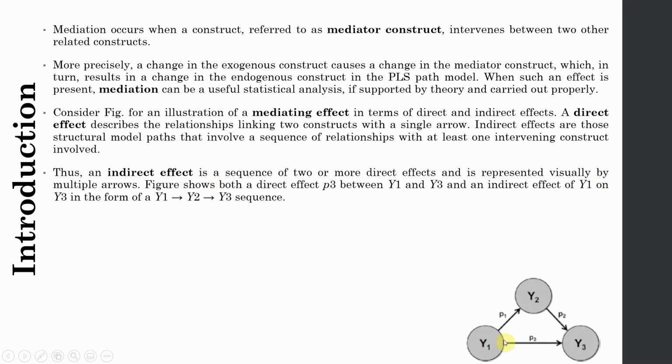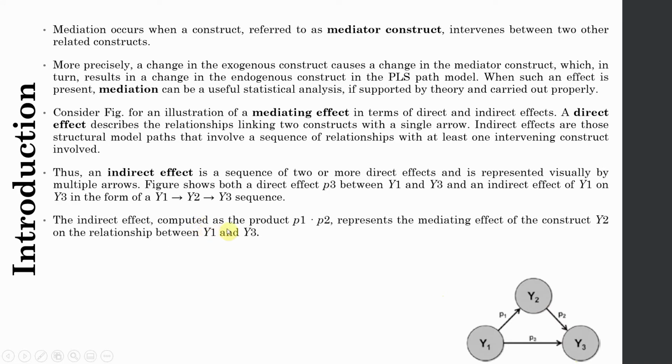Look at this, arrows flowing from y1 to y2, then y2 to y3. The figure shows both a direct effect, that is P3 between y1 and y3, and an indirect effect of y1 on y3. Between y1 and y3, the effect is indirect through y2, because y1 is influencing y2 and y2 is influencing y3. Mediation will help you assess whether there is an indirect effect of y1 on y3 through y2.